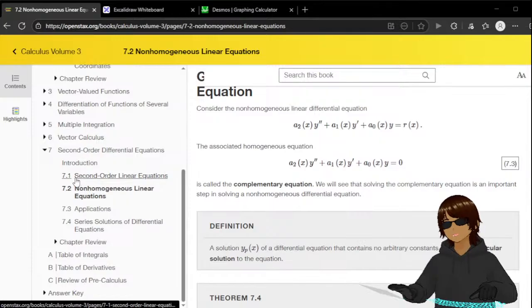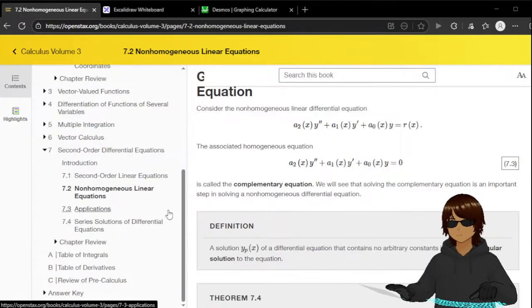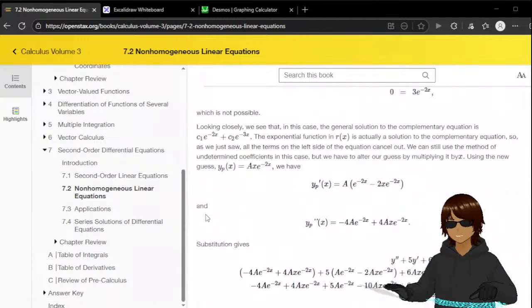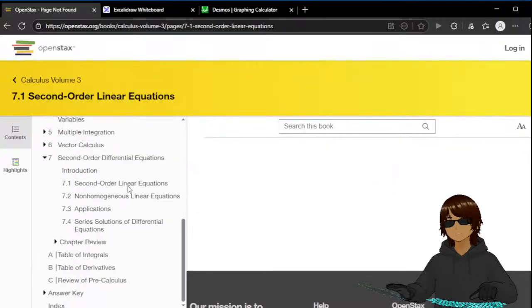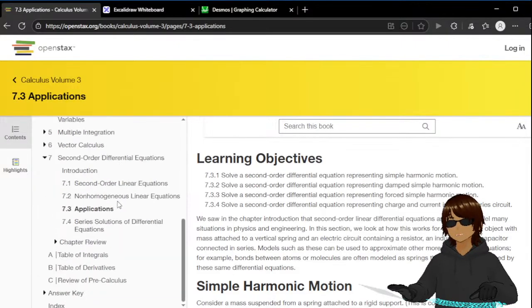Anyway, so I learned about second order linear equations and the non-homogeneous linear equations. The non-homogeneous part takes so long to solve. Even the normal linear ones take so long to solve. So I'm going to read about the applications. Maybe the methods would be more cemented in my brain.